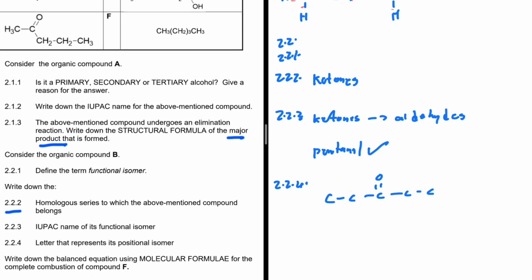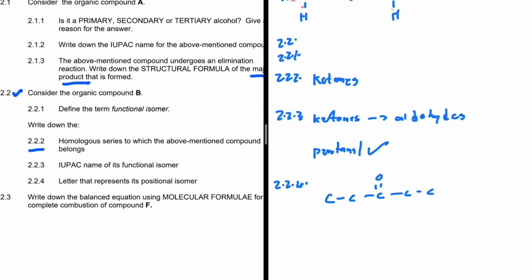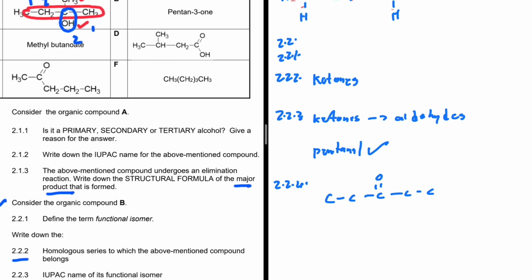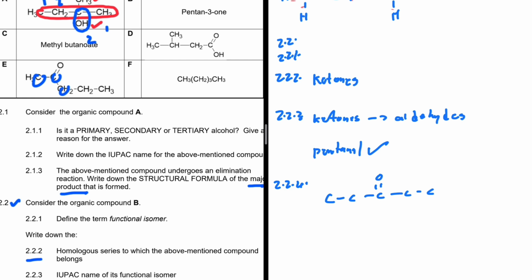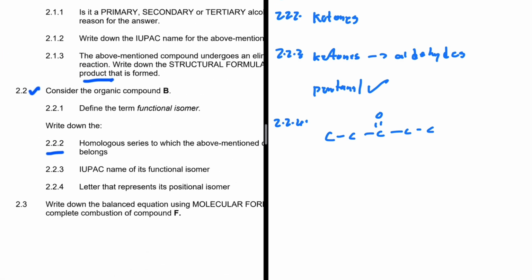So we're looking for pentan-2-one here on our table. Letter that represents its positional isomer. Okay, let's take a look. Pentan-2-one looks to be compound E. Take a look at compound E. We have 1, 2, 3, 4, 5, so that is where our pent is coming from. And then on the second carbon, double bond oxygen. So there we go, pentan-2-one. That is compound E. So the letter that represents its positional isomer, the answer is E.